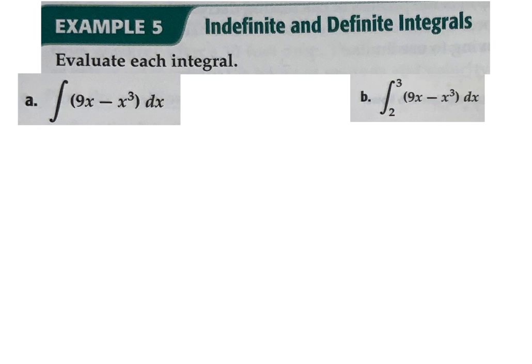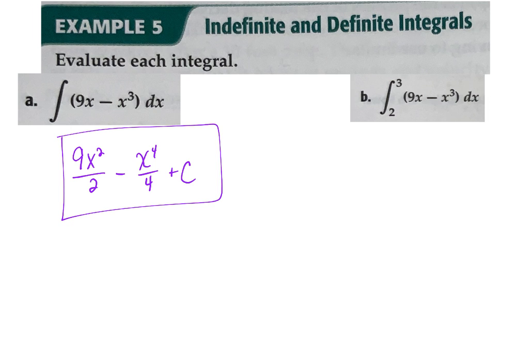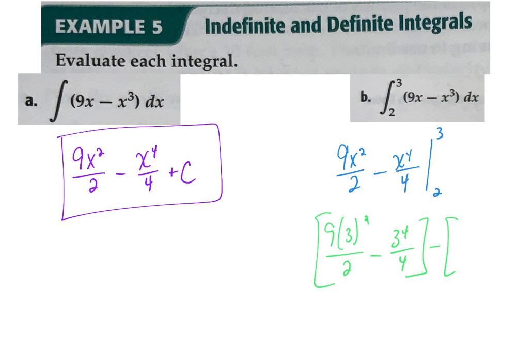So for this first one, we would say this is going to be 9x squared over 2 minus x to the 4th over 4 plus C. That is my answer here, okay? But for this second one, it is the same exact integration, 9x squared over 2 minus x to the 4th over 4. We do not have the plus C, and we actually plug in 2 and 3. And so you do need to know the difference between the two, because one is going to actually give you an answer, and one will give you just a new function.